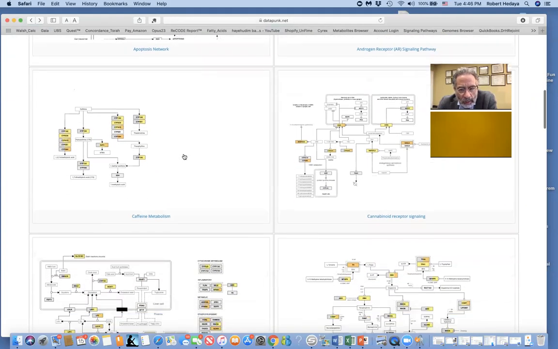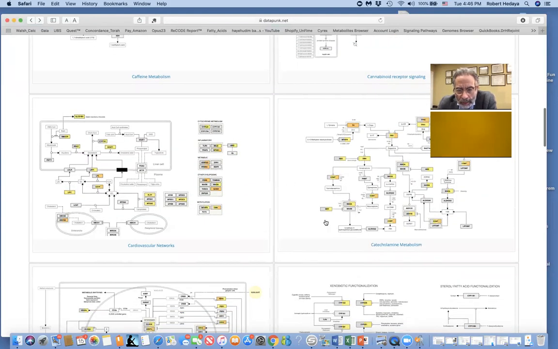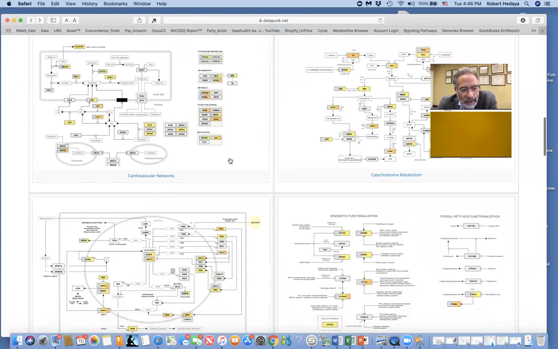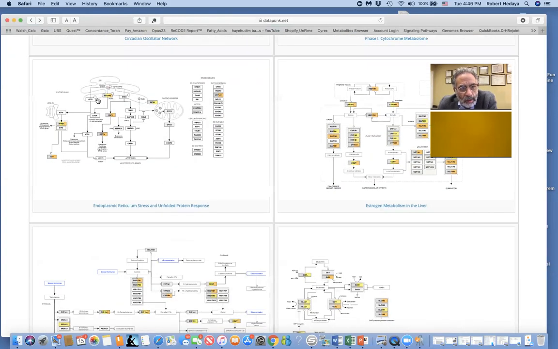We can look at all of these different maps: cannabinoid receptor signaling, catecholamine metabolism, which is dopamine, norepinephrine, and estrogen signaling, cardiovascular signaling, circadian rhythms, et cetera, et cetera. The list goes on and on. So that's kind of what we do here at Wholepsychiatry and Brain Rehabilitation Center. And this is just one of the tools that we use to deliver personalized medicine that's really about as personalized as you can get.